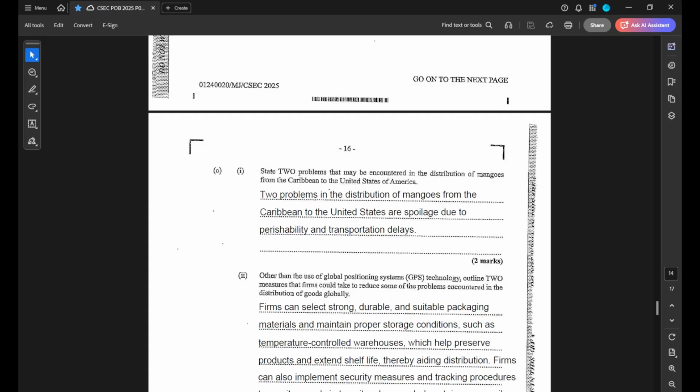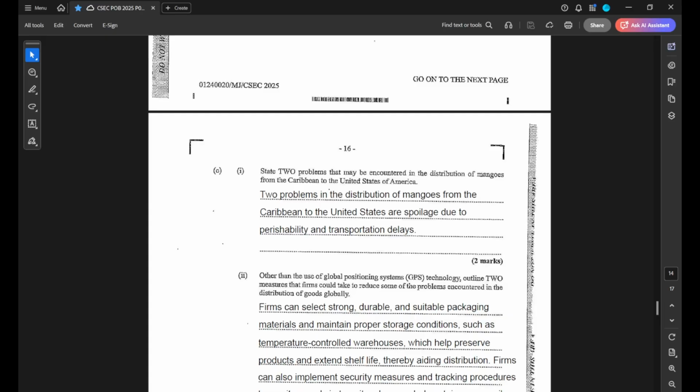Firms can also implement security measures and tracking procedures to monitor goods in transit, that is, in passing, such as sealed containers, surveillance systems, or secure storage facilities, which can help prevent theft and pilferage. Pilferage. Basically, theft overall.